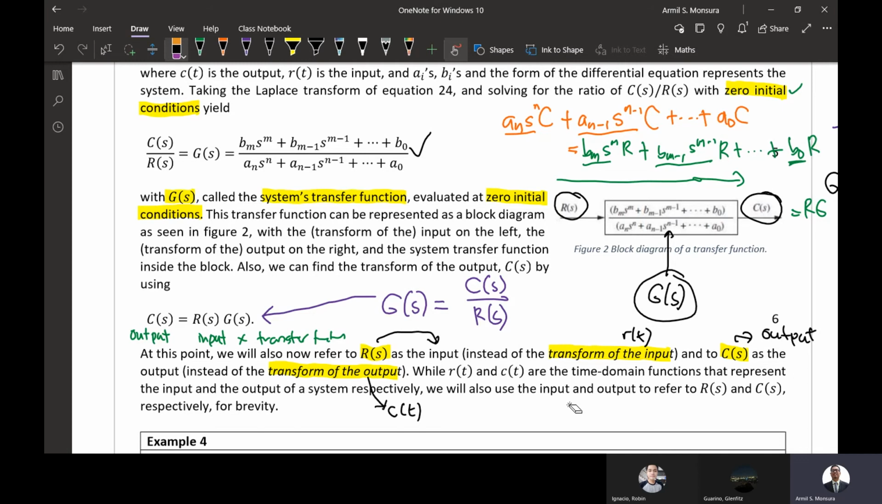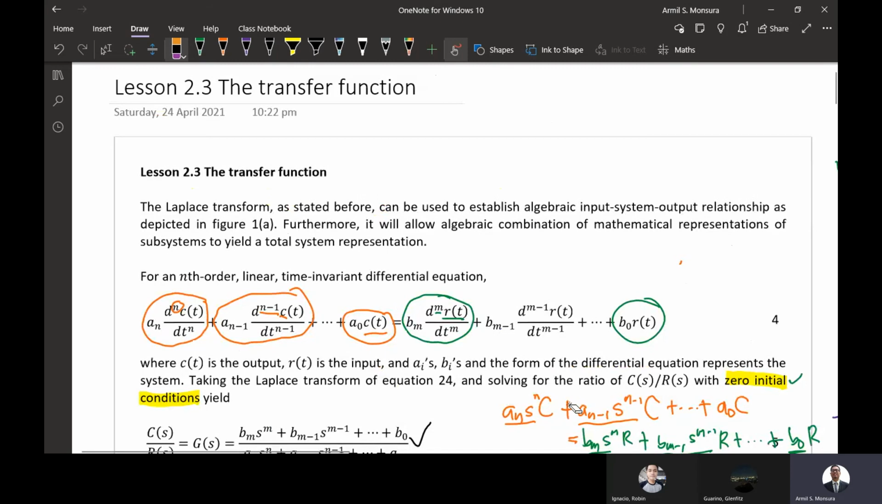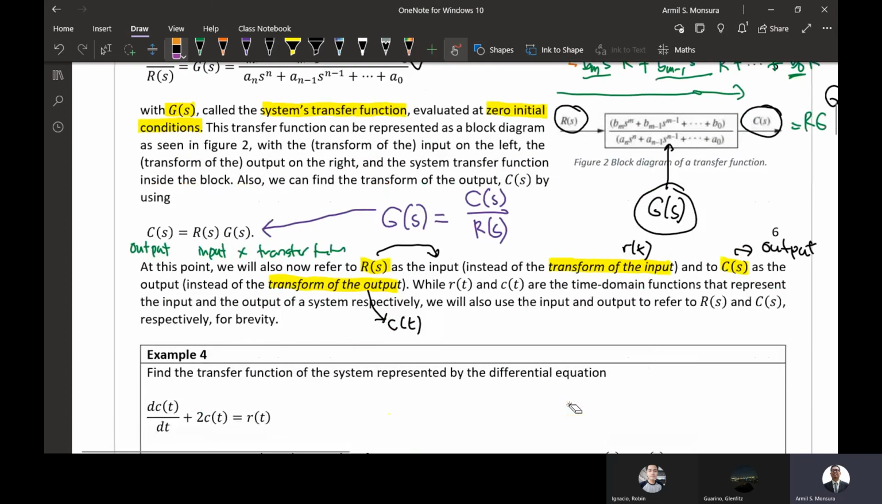Hindi katulad kanina na dun sa differential equation nyo, magkakahalo-halo sila. Yung mga coefficients kasi niyan ang mag-determine ng system characteristics eh. Tapos yung C of T at saka yung R of T nakahalo dun sa mga. So mahirap siyang i-interpret intuitively. So in this case, mapagaan tayo, masiseparate natin siya. And mas magiging madali yung mathematical tools. Mas magiging madali yung mathematical manipulations na gagawin natin for this one.